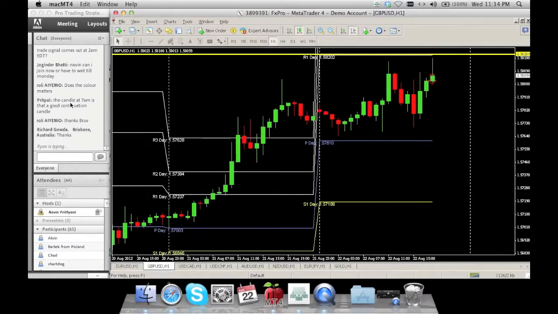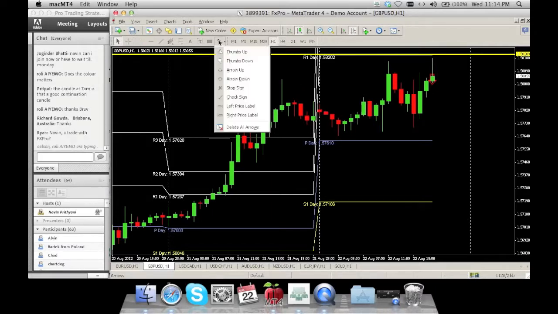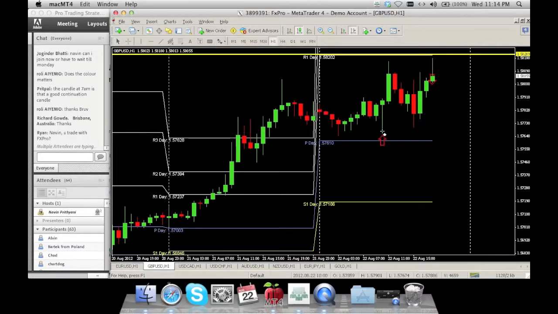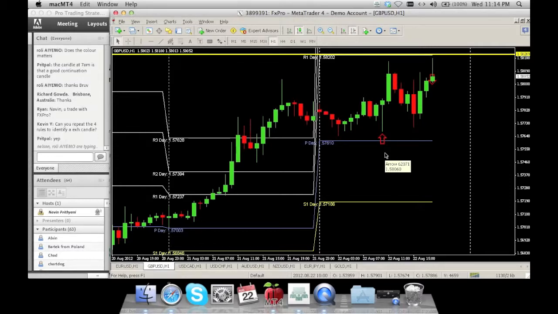Rolly, does the color matter? No, it does not matter. Don't worry about the color at all. Pritpal, the candle at 7 a.m., is that a good continuation candle? Are you talking about this one? Is this the one at 7 a.m.? Yes, this is a good trend continuation pattern.